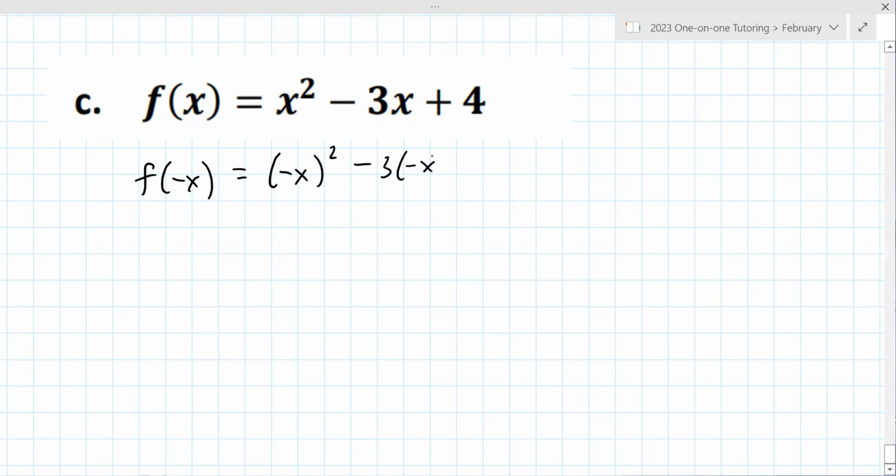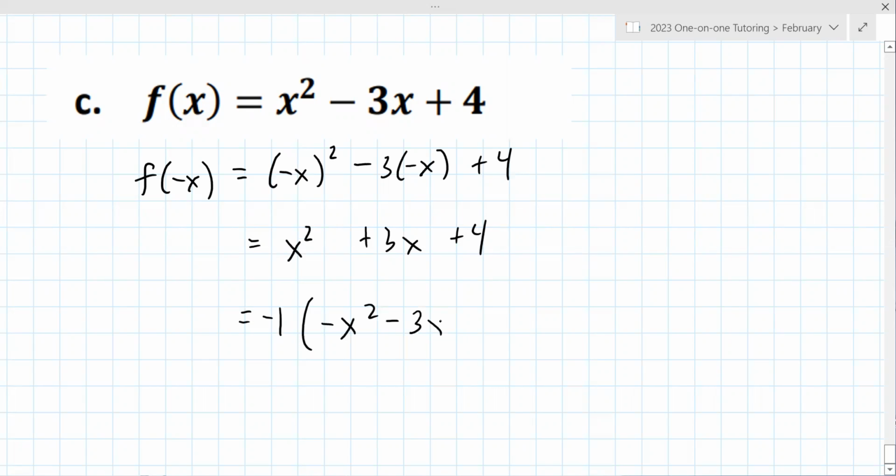So then it would be x squared plus 3x plus 4. So is this the same as the original? No, so it's either odd or neither. So then factor out a -1. Yep. So then negative x squared. So then it has to be neither because that's not the same either. That's right. You can stop there once you've done that. Good. Okay. Here is another one for you to look at. Maybe try this one on your own.